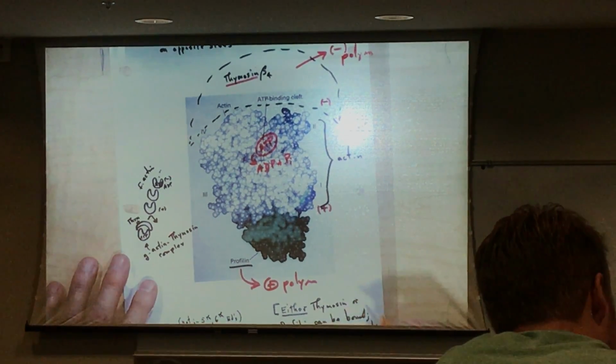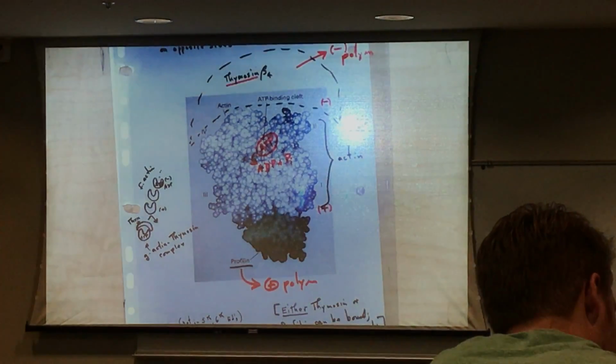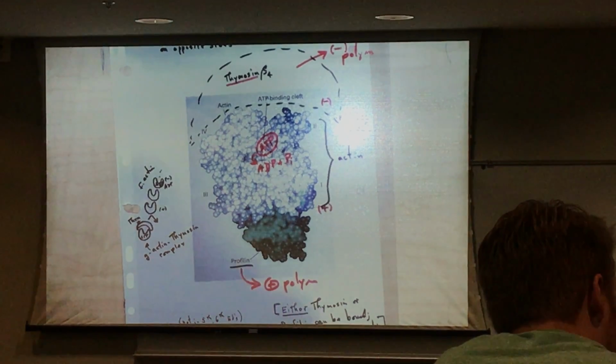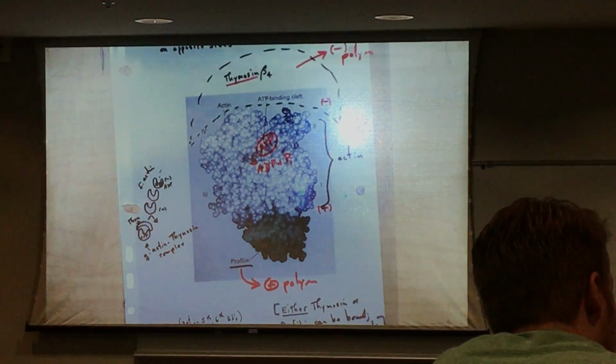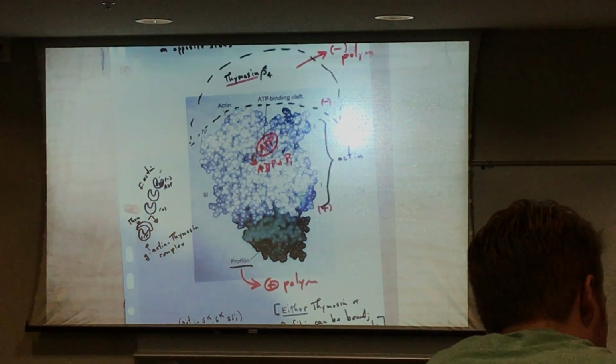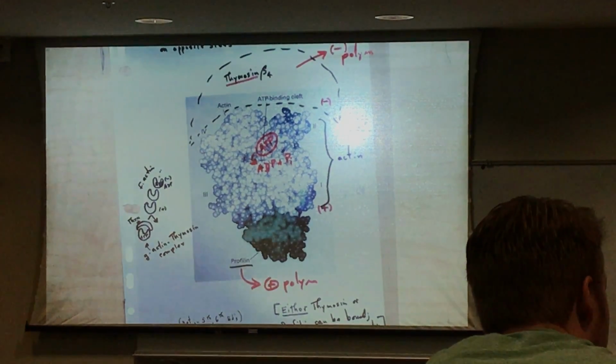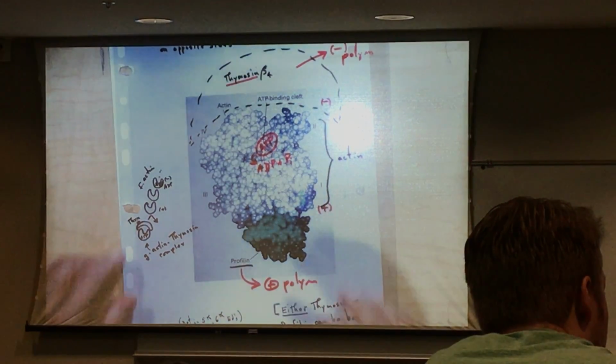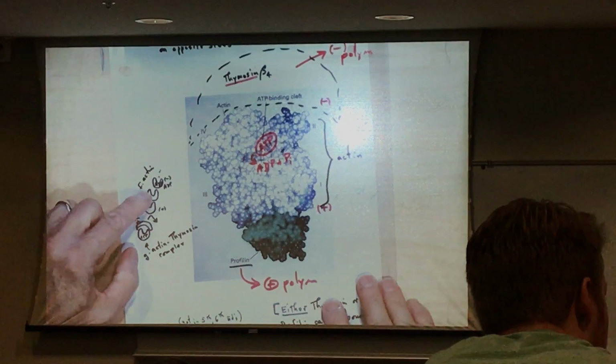Now, how does profilin promote polymerization? Pause while I have a drink. Is this little thing in your notes? I think maybe not. No?